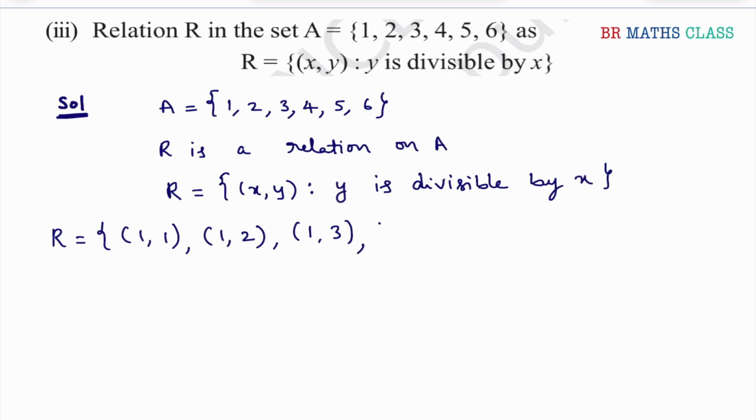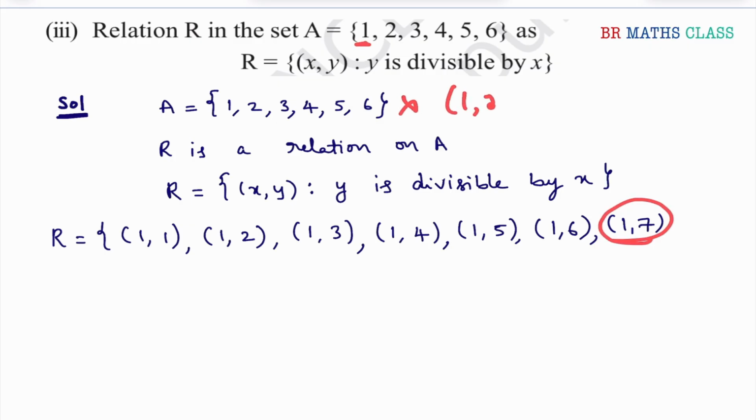Similarly, in A cross A, next element is 1, comma 4. 4 is divisible by 1. Similarly, 1, comma 5, 1, comma 6, 1, comma 7. Can we write 1, comma 7? No, you cannot write 1, comma 7 because in A cross A, related to 1, here you'll write like this now: 1 2 3 4 5 6. Last element is what? 1 comma 6 only. 1 comma 7 does not belong to this relation.